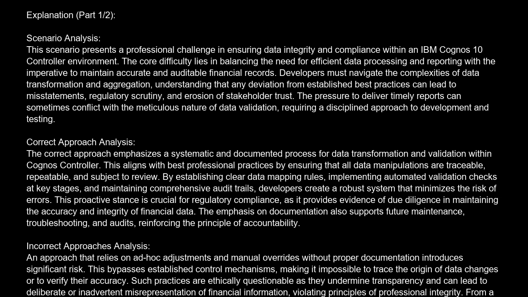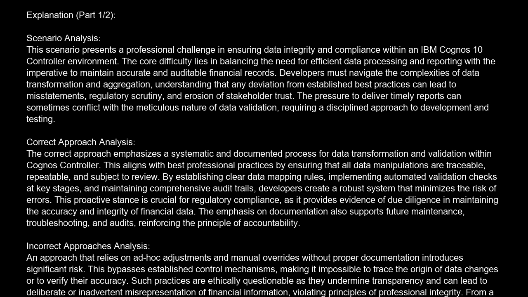Implementing a comprehensive, documented process for data mapping, transformation rules, and automated validation checks, with a clear audit trail for all changes. Explanation. Scenario analysis. This scenario presents a professional challenge in ensuring data integrity and compliance within an IBM Cognos 10 Controller environment. The core difficulty lies in balancing the need for efficient data processing and reporting with the imperative to maintain accurate and auditable financial records. Developers must navigate the complexities of data transformation and aggregation, understanding that any deviation from established best practices can lead to misstatements, regulatory scrutiny, and erosion of stakeholder trust.